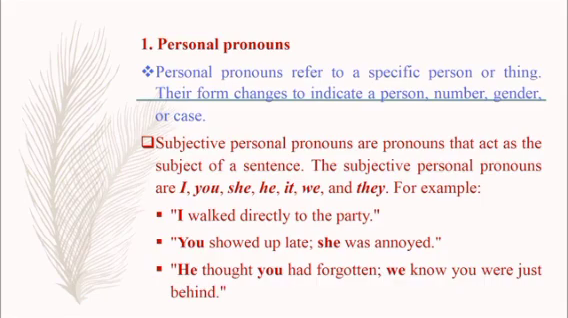For example, I walked directly to the party. You showed up late. She was annoyed. He thought you had forgotten. We know you are just behind. Here, I, you, she, he, you, and we are subjective personal pronouns.